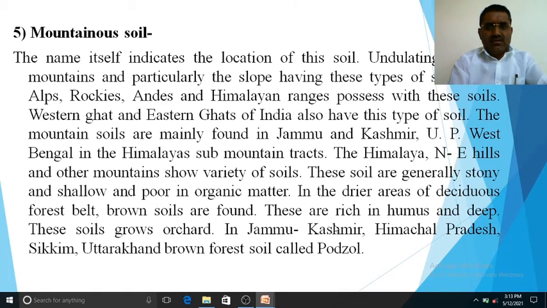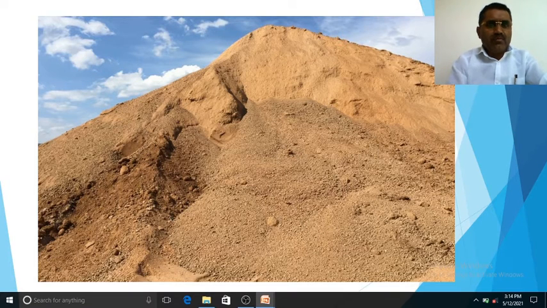In the drier areas of the deciduous forest belt, brown soils are found. These are rich in humus and deep. These soils grow orchards in Jammu and Kashmir, Himachal Pradesh, Sikkim, Uttarakhand. Brown forest soils are called podzol soils. So whatever soils are found in Jammu Kashmir, Himachal Pradesh, Sikkim, Uttarakhand, which are brown in color, are called podzol soil. This is the mountaineer soil.